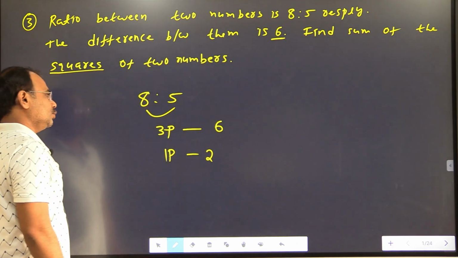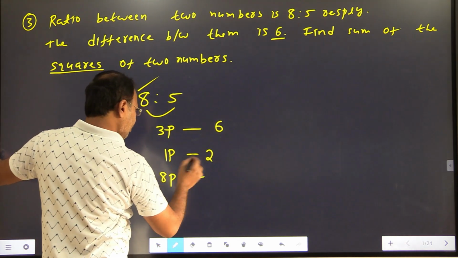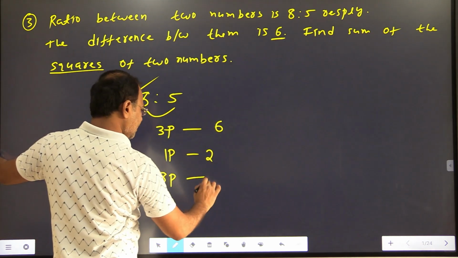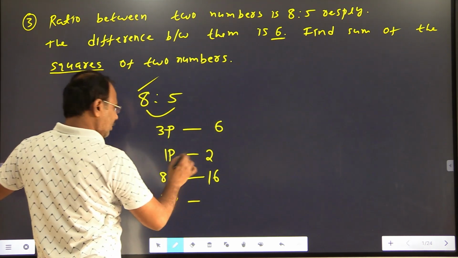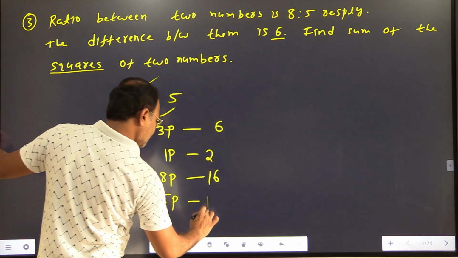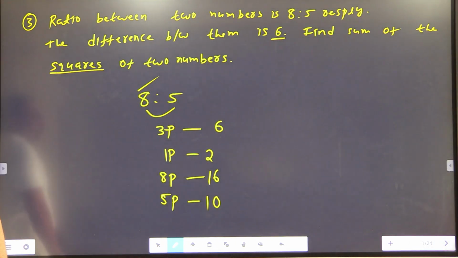Then what is the first number? 8 parts. If 1 part is 2, then 8 parts: 8 twos are 16. And the second number, 5 parts: 5 twos are 10. Then finally, the first number is 16, the second number is 10.